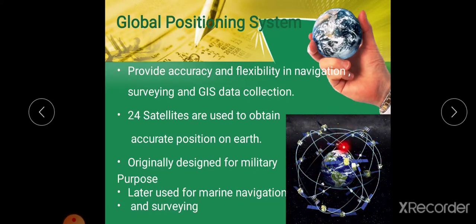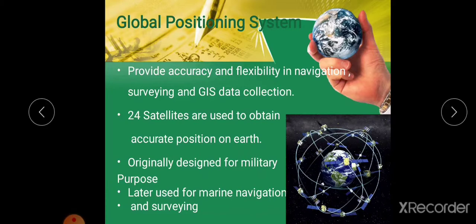So around our Earth there will be 24 satellites rotating around it. By using these 24 satellites we can find the precise location of any object on Earth. This GPS technology actually consists of 24 satellites, and these satellites are used to obtain accurate position on Earth. And this GPS technology was actually designed for military purposes, but later it was used for marine navigation, surveying, etc.